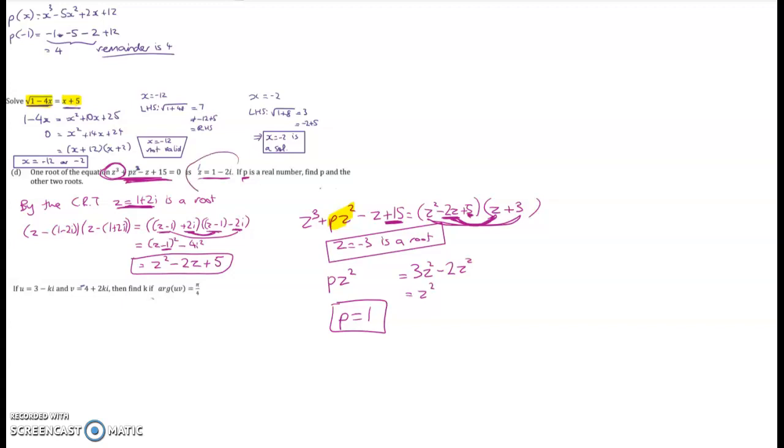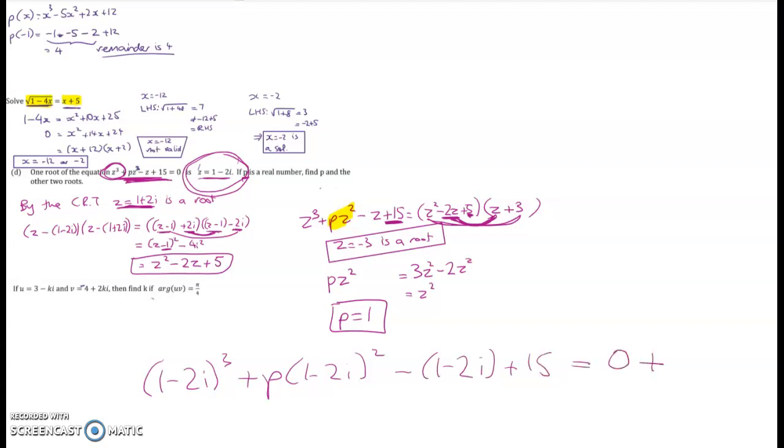And that is that you can take that solution and you can substitute in, and you'll get 1 minus 2i cubed plus p times 1 minus 2i squared minus 1 minus 2i plus 15, and then you can say that that equals 0 plus 0i, right? Because that's what 0 means when we're working with complex numbers. And then what would we do from there? Well, we'd expand all of this, and then we'd collect up the real bits and the imaginary bits, and we would get a value of p that way.